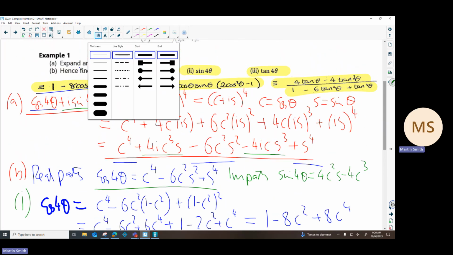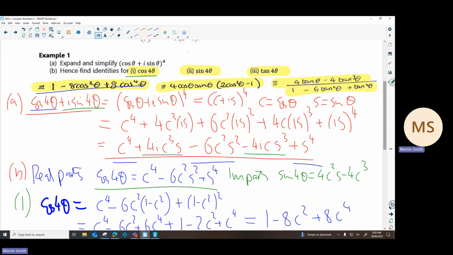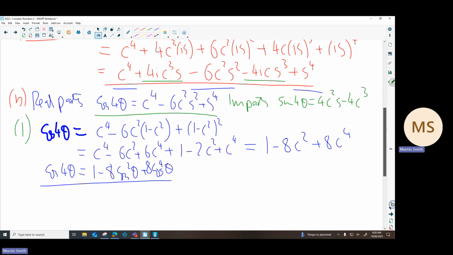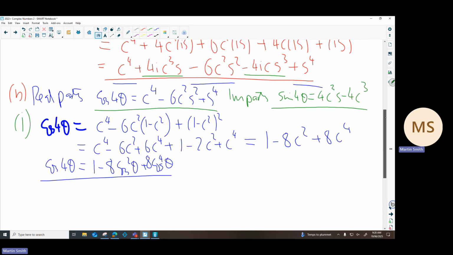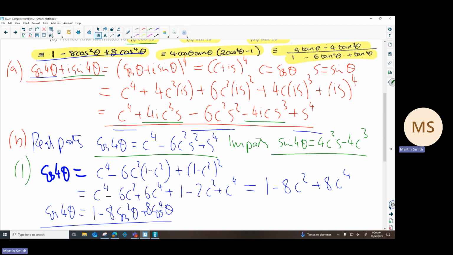So I've already got an identity for sine 4 theta, but I want to rewrite it as 4 cos theta sine theta times 2 cos squared minus 1. That's what I'm looking for. Well, I can write down the formula I've got for sine 4 theta already. That's what we've got, so we already know that's true. I want to turn it into that expression. I'm going to factorize it and then see what we get.